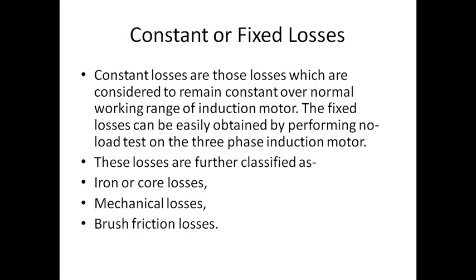Constant or fixed loss means it will not change at all, whatever happens, right? The fixed losses can be easily obtained by performing a no load test. I am not going to connect any load, and I consider my losses at that point, which is known as my constant or fixed loss. So what are those? It is iron loss, copper loss, then mechanical loss, then brush friction losses. These are constant losses and are known as fixed loss.